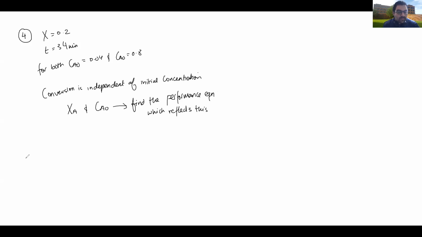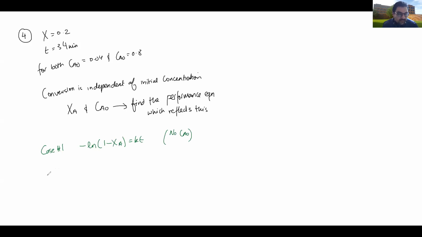So let's look at our performance. Now we just need to look at the different cases and find the performance equation which reflects this. Let's write them one by one. For case number 1, the performance equation is minus ln(1 minus XA) equals kt. There is no CA naught, and no CA naught. So this is a contender.